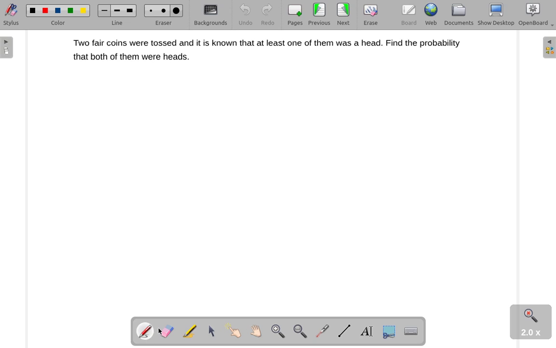Two fair coins were tossed, and it's known that at least one of them was a head. Find the probability that both of them are heads.